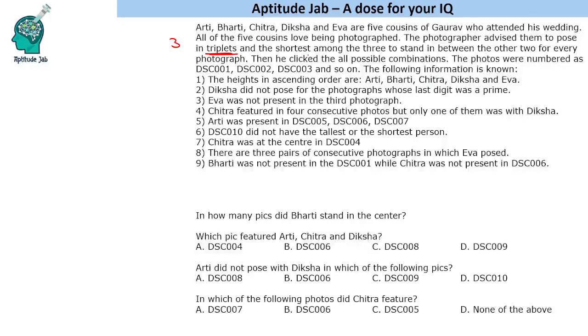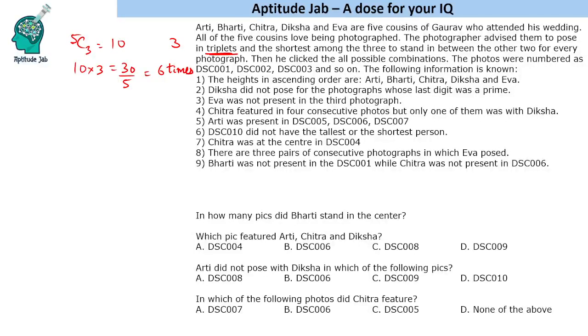Now, then he clicked all the possible combinations, and we are given that the photos were numbered 001, 002, 003, and so on. Now let us find out how many combinations there would be. There are five people, and each photo contains three people, right? So the number of photos will be 5C3, which is 10 photos. Since there are 10 photos and each photo has 3 people, that is 30 in total, and there are 5 people, so each person will be in the photos 6 times.